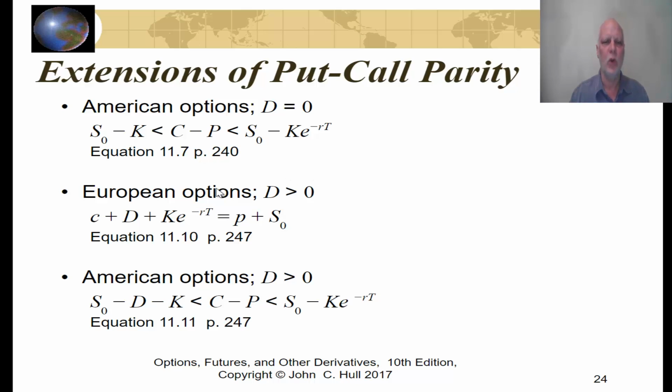For European options, we already had a relationship for non-dividend paying stocks. To get the relationship for dividend paying stocks, we again just take S naught minus D, puts a D over here, and we end up with this more general relationship for put-call parity for European options that pay a dividend, or stocks that pay a dividend. For American options, again, you will just take the relationship of S naught goes to S naught minus D, and that will lower this lower bound, S naught minus D. We don't change the upper bound, and we end up with this more general relationship for put-call parity for American options that pay a dividend.